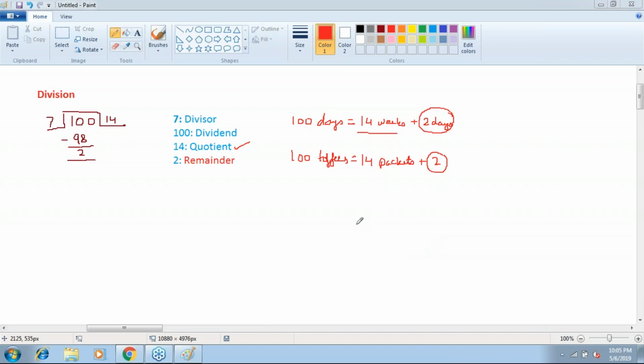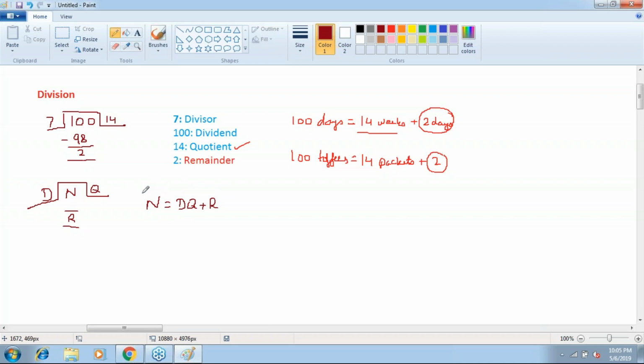Okay, so we understood the following things. One, when a number n is divided by a divisor d and gives a quotient of q and a remainder of r, then one thing is for sure: we can write n as dq plus r. Check this.